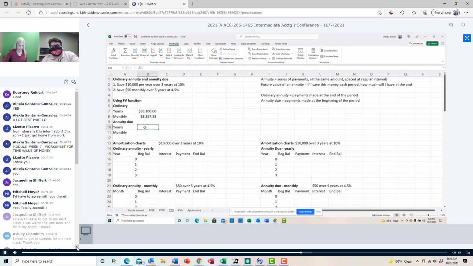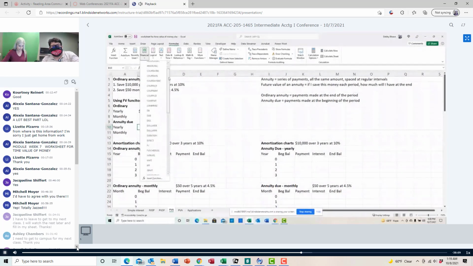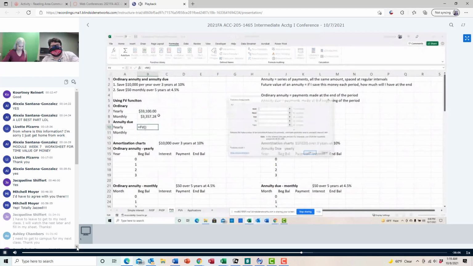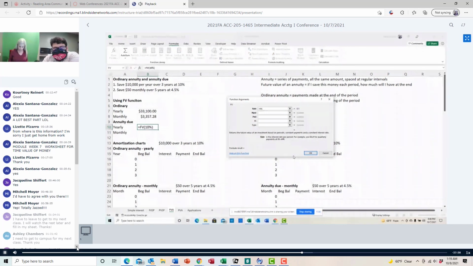So for my annual, Formulas, Financial, and FV, we're doing number 1 now, the yearly one. So my rate is still 10%. My N per is still 3. I want to go into PMT because I am putting $10,000 each year into the fund. It's not a one-time $10,000 payment. There are multiple $10,000 payments. So PMT is -10,000. But now if it's an Annuity Due, I just put a type of 1 in there, and notice how the answer now changes to 36,410.